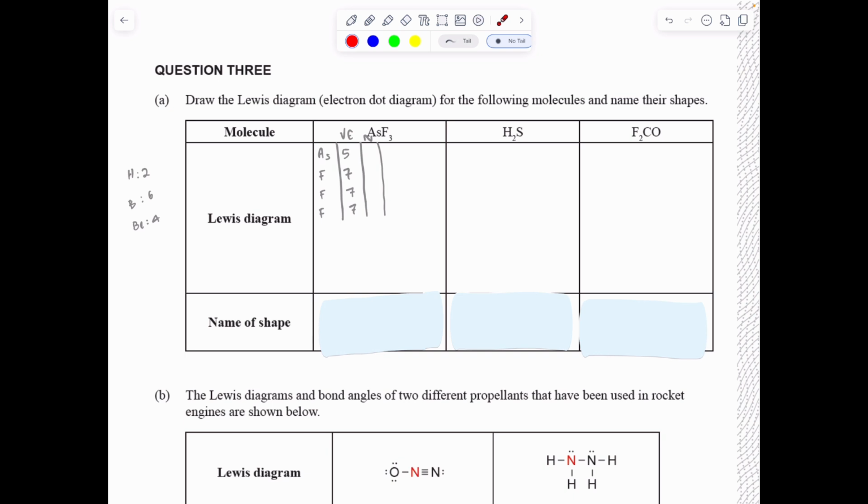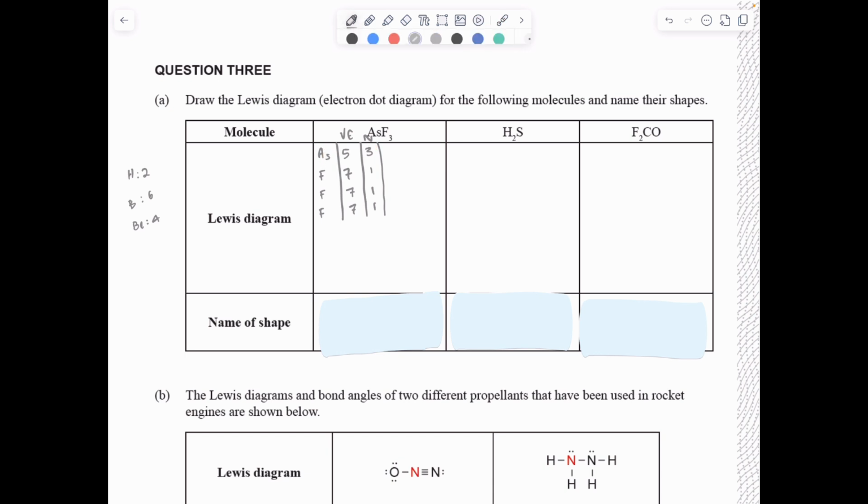So, back to our little Lewis diagram. As needs 3 more to have a full outer shell. It currently has 5, so it needs 3 to have a full octet. Fluorine has 7, so it needs 1 more to have a full octet. And so our needs column also tells us how many bonds each atom will form.